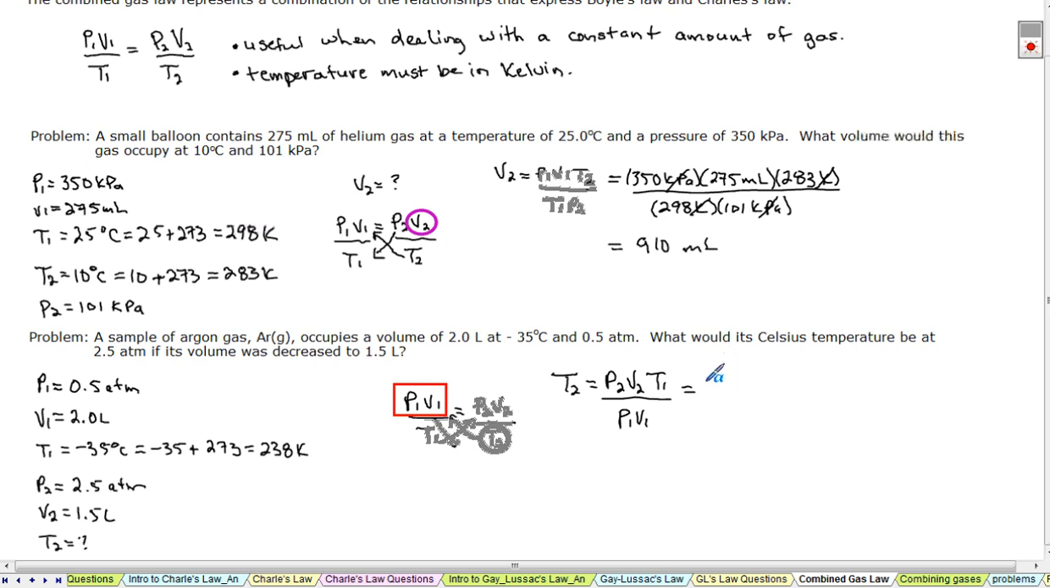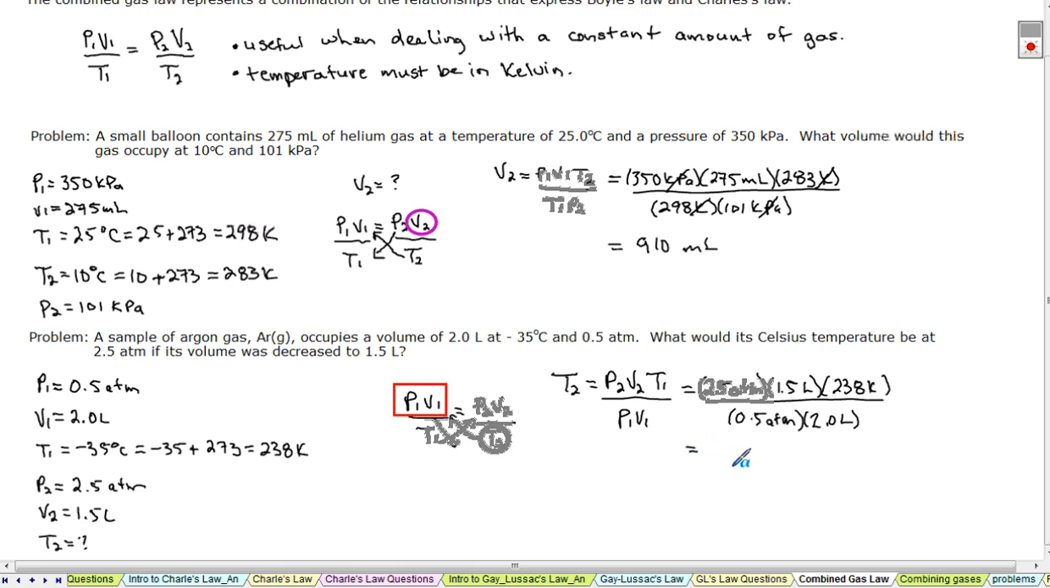So 2.5 atm multiplied by my final volume, 1.5 liters, times my initial temperature, 238 Kelvin. Divide all that by my initial pressure, 0.5 atm, times my initial volume, which is 2.0 liters.